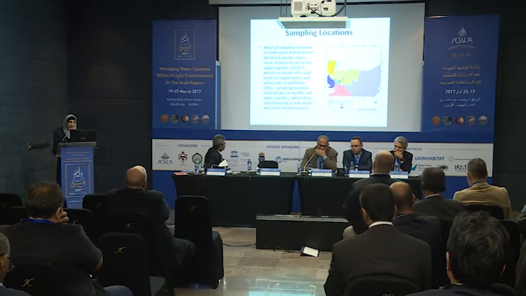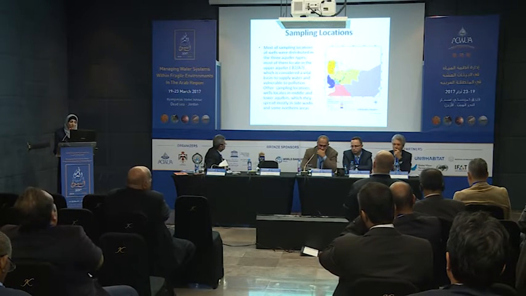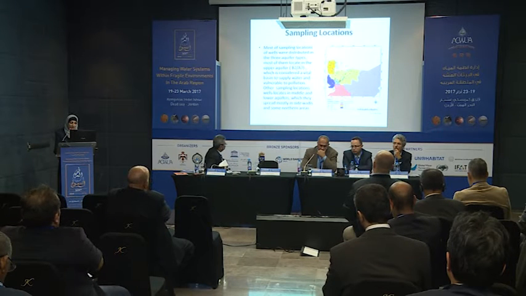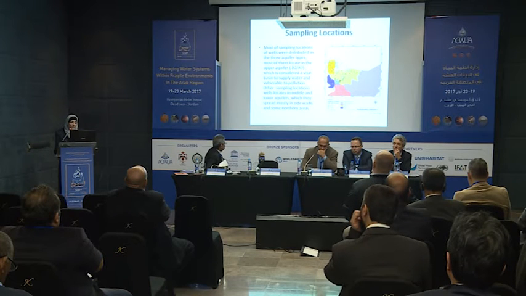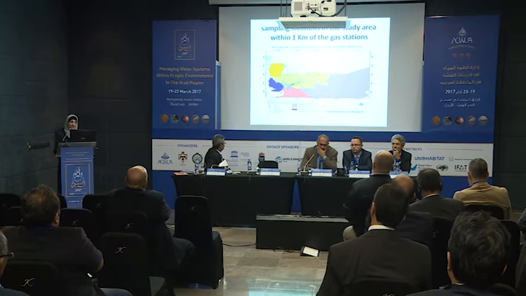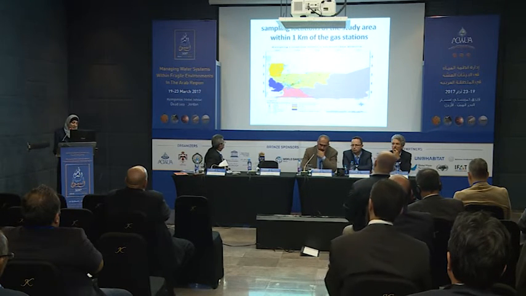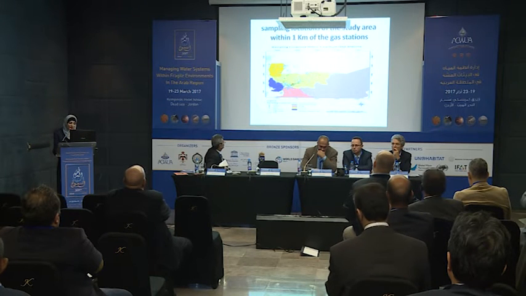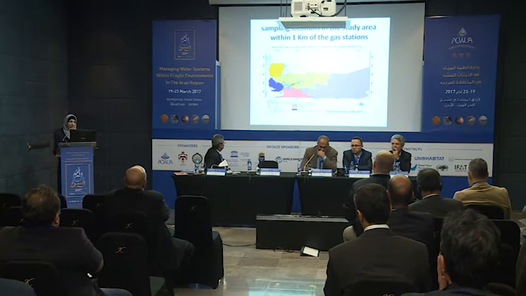Here we can see that most of the sampling locations of wells were distributed in the 3 aquifer types, most of them located in the upper aquifer B2A7, which is considered a vital basin to supply water and vulnerable to pollution. Other sampling locations, wells located in middle and lower aquifers. Here the map shows the sampling sites which were chosen around 1 kilometer from gas stations, and most of them were located in the upper aquifer.